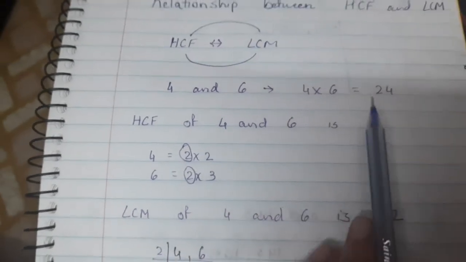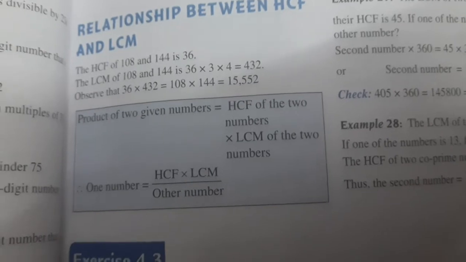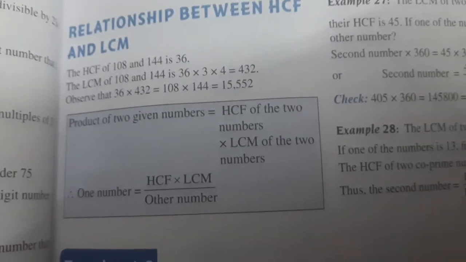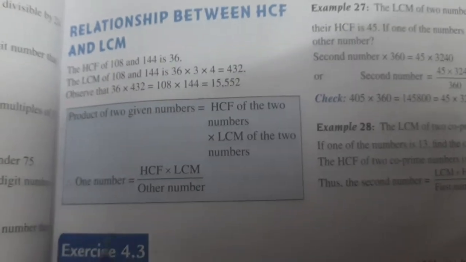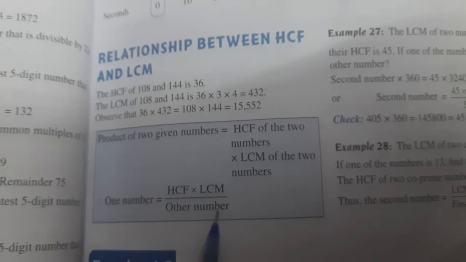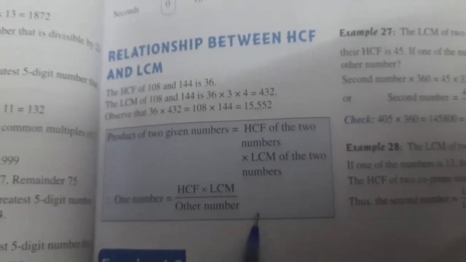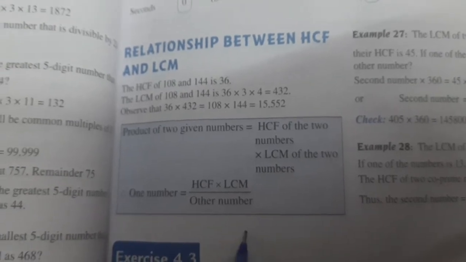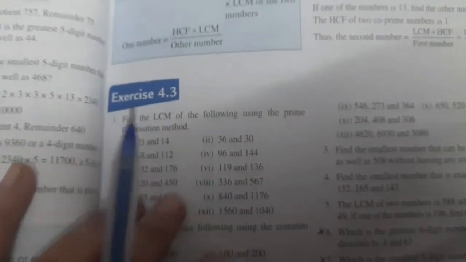So what formula did we get? The product of two given numbers is equal to the HCF of the two numbers multiplied by the LCM of the two numbers. We will call one number the first number and the other the other number. So one number is equal to HCF into LCM upon the other number. Clear?